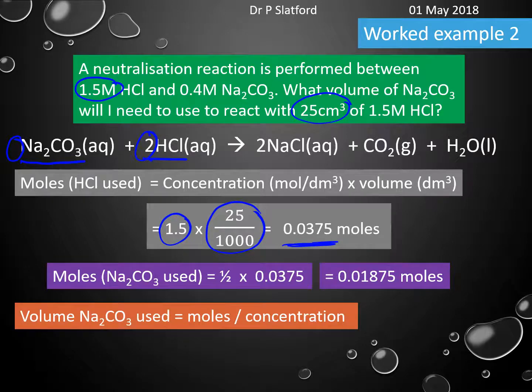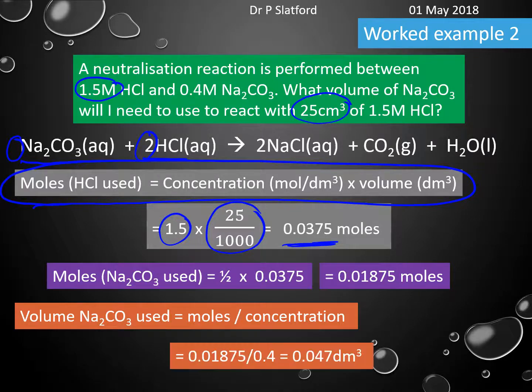And I now need to convert that back to a volume, which is again rearranging this equation here. So moles divided by concentration, so that becomes 0.01875 divided by 0.4, which is 0.047 decimeters cubed. Converting that by multiplying by 1,000 to cubic centimeters, I would have needed 46.9 cubic centimeters of 0.4 molar sodium carbonate to react with 1.5 molar hydrochloric acid.